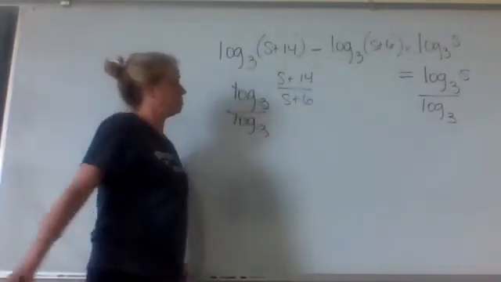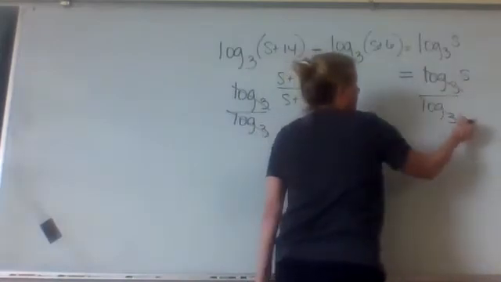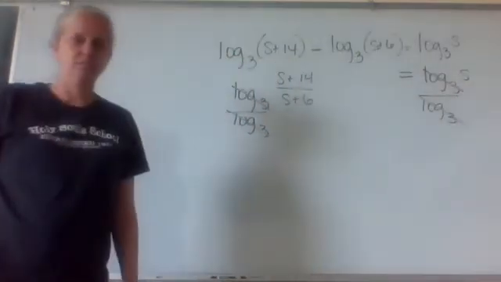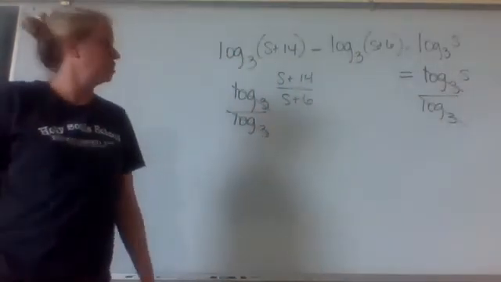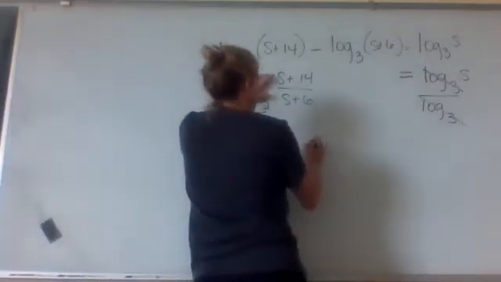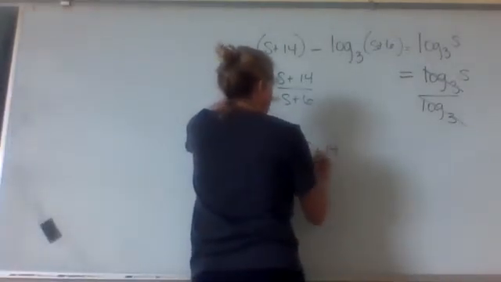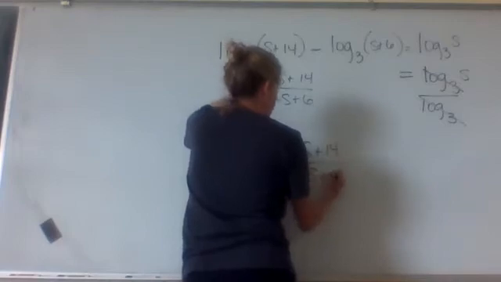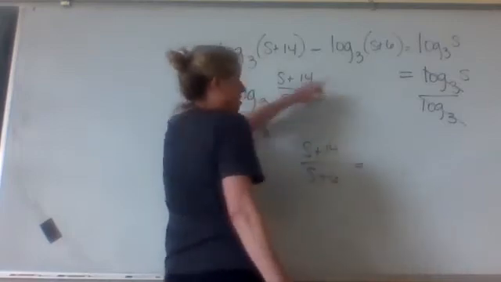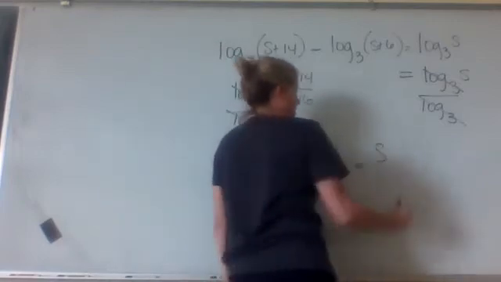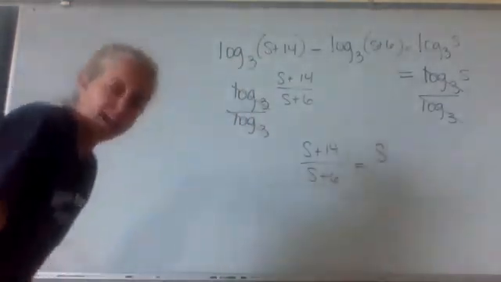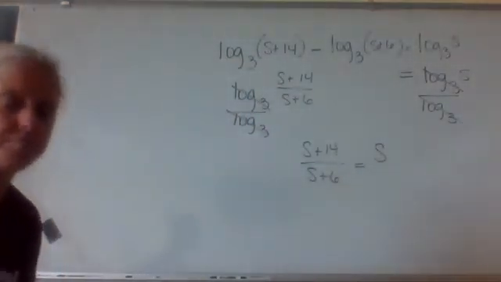So that canceled the log base 3 there and there. So let's see what I have left. On the left side, I still have s plus 14 over s plus 6. On the right side, I have s. Okay, now I'm solving for s.